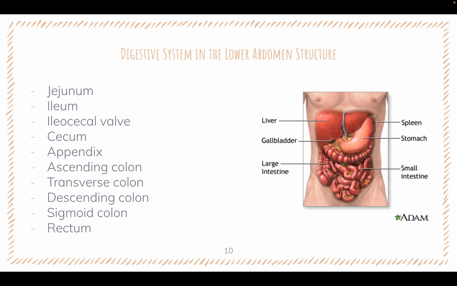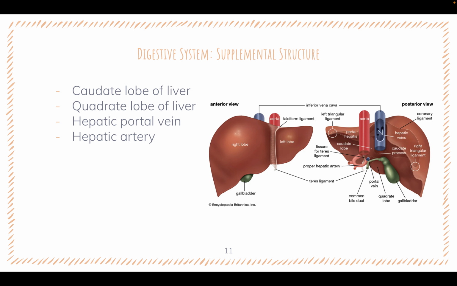The digestive system in the lower abdomen structure includes the jejunum, ileum, ileocecal valve, cecum, appendix, ascending colon, transverse colon, descending colon, sigmoid colon, and rectum. The supplemental structures include the caudate lobe of the liver, the quadrate lobe of the liver, hepatic portal vein, and hepatic artery.